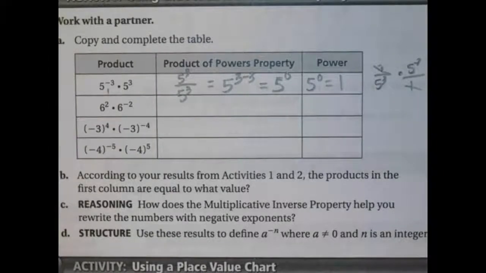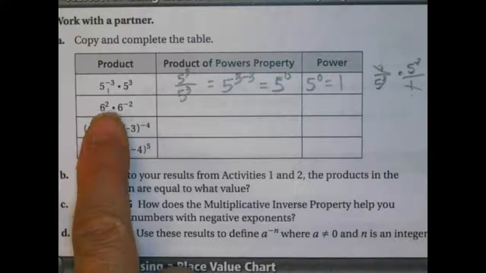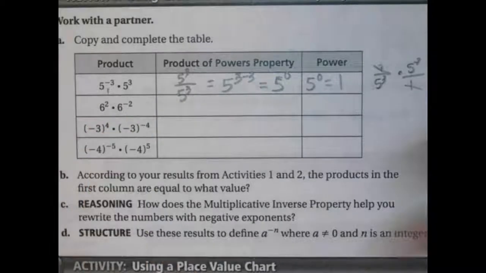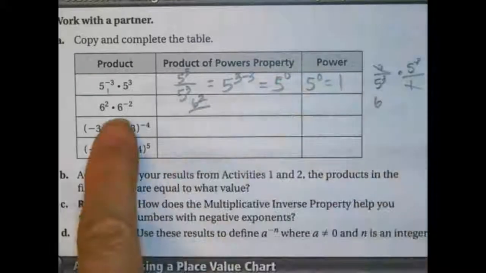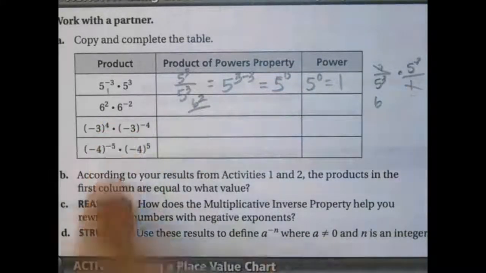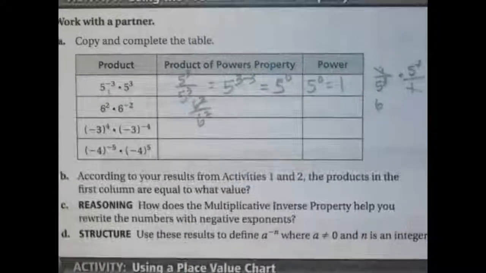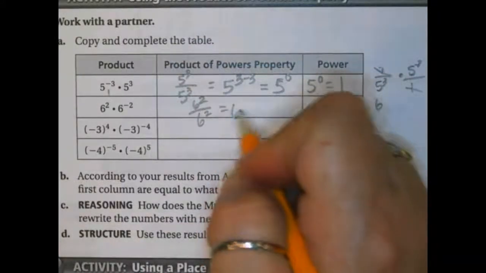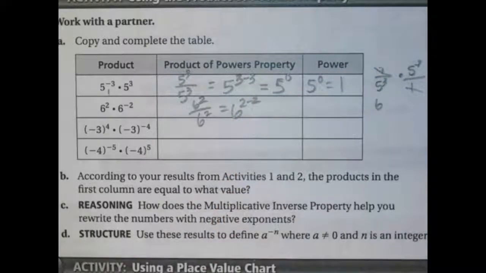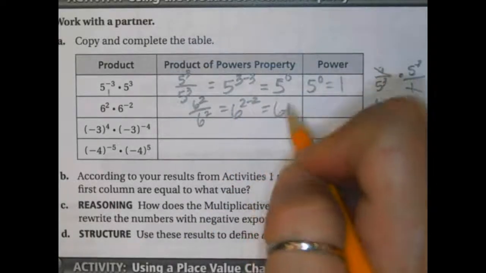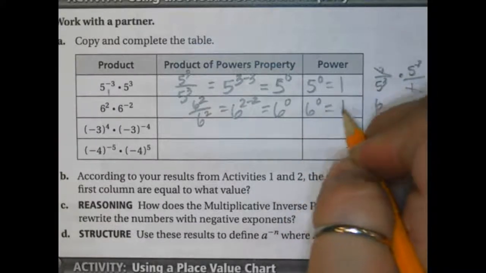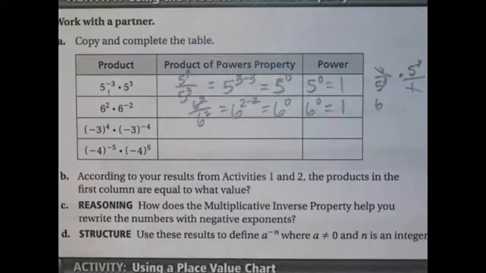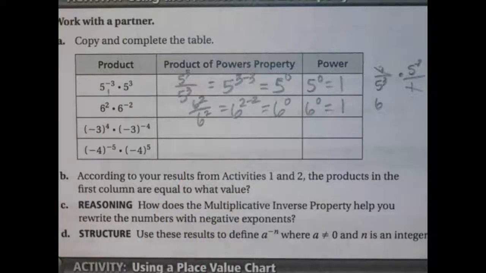Okay, so same thing over here. I have 6 squared times 6 to the negative 2. So I can write this up as 6 squared over, this moves down, right? So let's go underneath. So I end up with 6 to the 2 minus 2, which is the same as 6 to the 0. And we know that 6 to the 0 is the same as 1. Yes? Okay, copy these down and do the next two on your own.